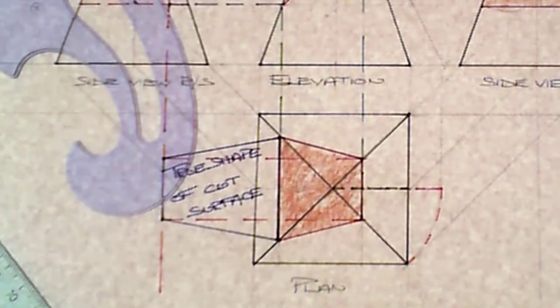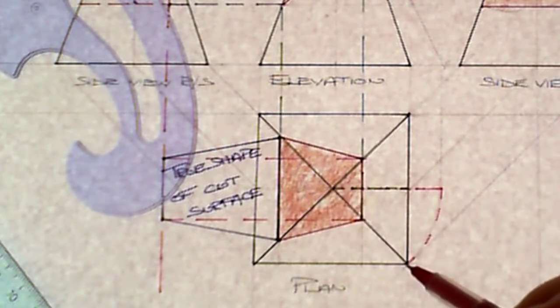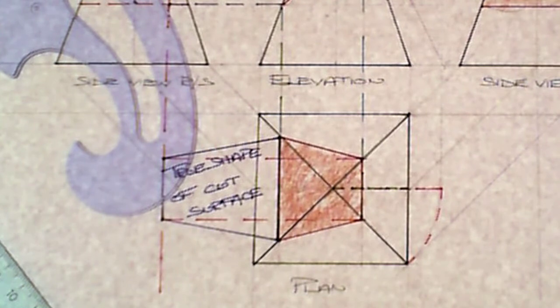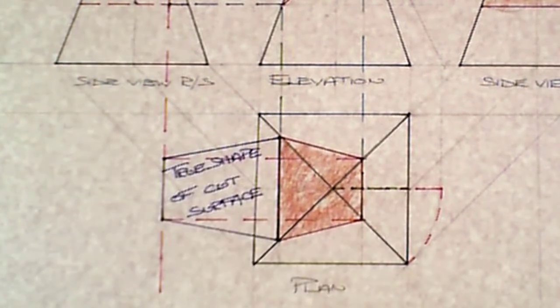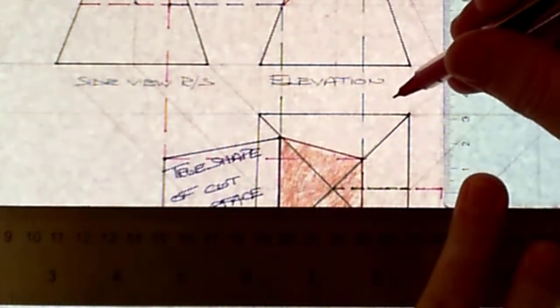Okay, so that's the compass, using this as a swivel, bringing the hip around onto the horizontal. But then what I have to do is bring that point up to the elevation. So bring this point here now up to the elevation.